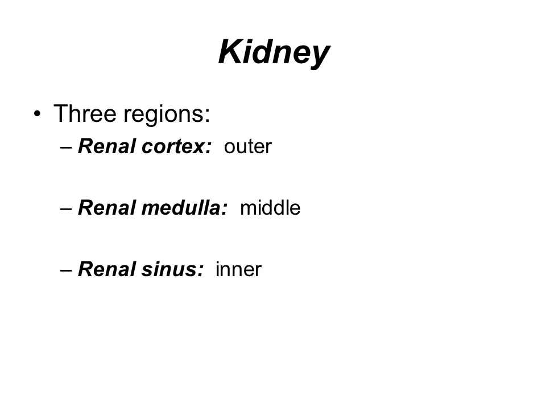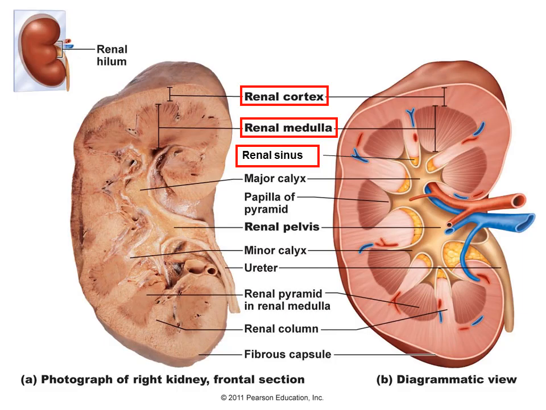If you look at the kidney itself, there are three regions: the renal cortex, which is the outermost, the renal medulla, which is the middle, and then the renal sinus is the innermost layer. Remember, I've often mentioned that when you see cortex and medulla, always know the cortex is going to be the outer layer. So once again, on this diagram, we have highlighted in the red boxes the outermost, where you have that renal cortex, the renal medulla, and then the renal sinus.